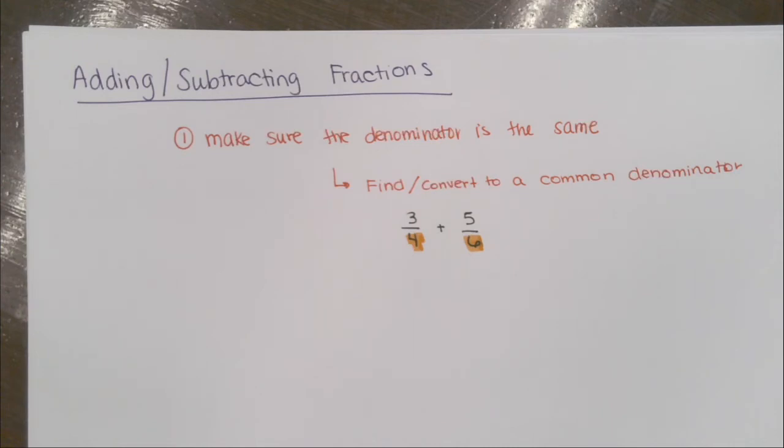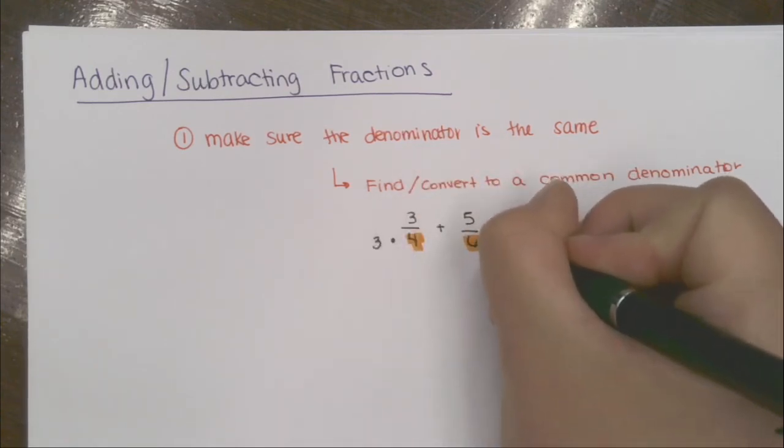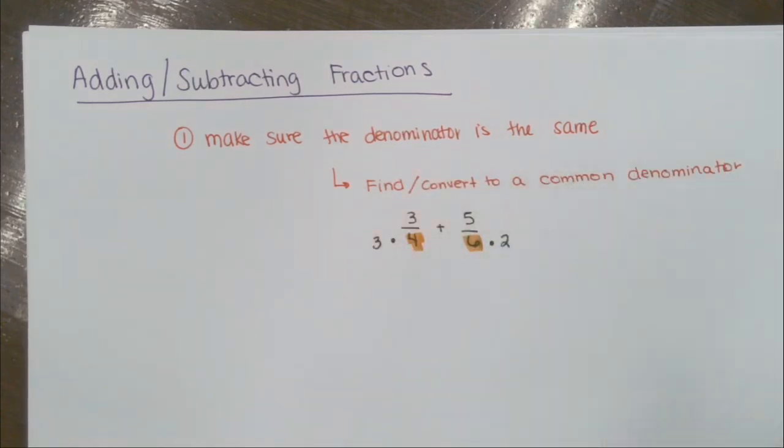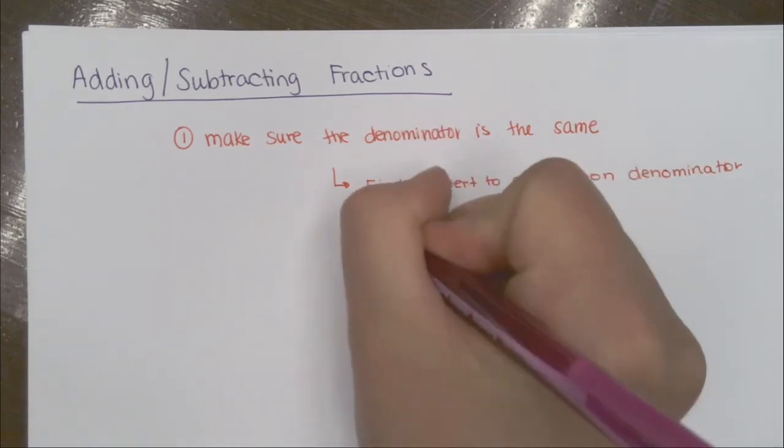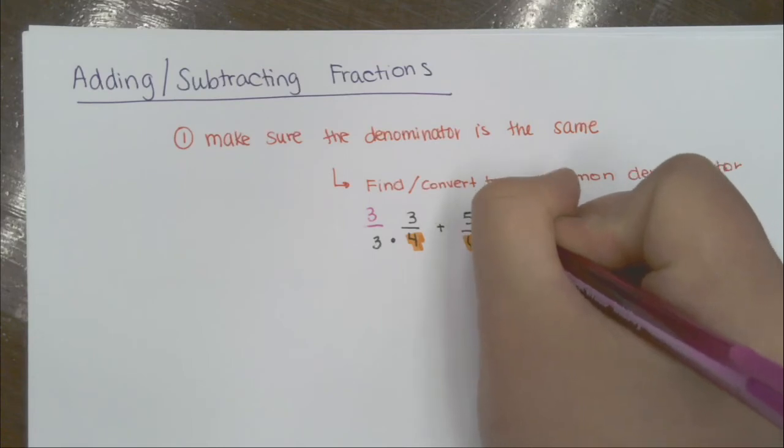We can make them both 12, sure. So how do I make 4 into a 12? By 3. And how do I make 6 into a 12? 2. Perfect. Now keep in mind, if I only multiply the bottom by that 3 and then the other fraction by that 2, I completely mess everything up. So I have to keep things equivalent, meaning I have to keep the value of the fraction the same. So I'm going to multiply top and bottom by 3 and then top and bottom by 2.